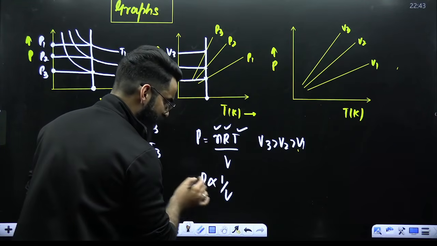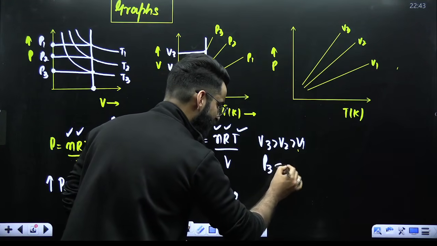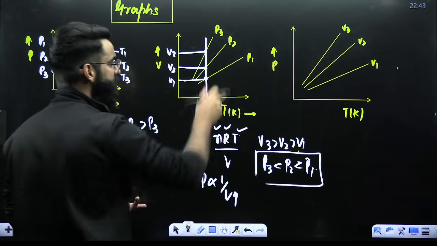And you know, pressure and volume, they are inversely proportional. So more the volume, lesser the pressure. So I'll say P3 will be less than P2, will be less than P1. This is going to be the order of the pressures over here.